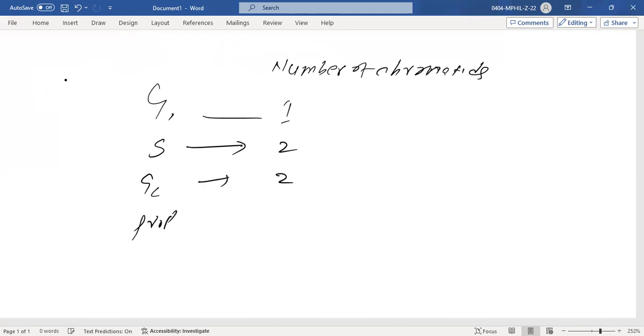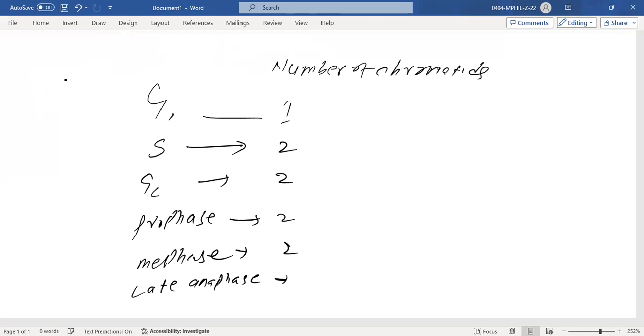At prophase, what will be the situation? At prophase, 2. It's not going to change. Yes, exactly 2. And at metaphase, also 2. Then you have late anaphase. I'm not using early anaphase here because we will discuss that in detail. So late anaphase, what do you think? It becomes 1. Remember, the cell is going to divide.